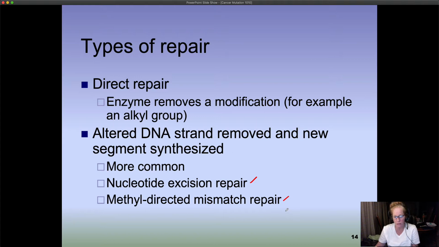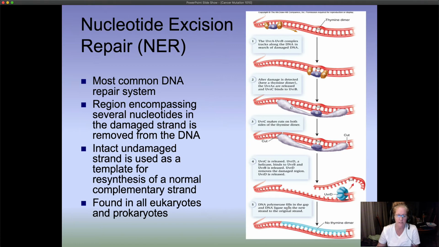Now, the two most common that we're going to talk about are nucleotide excision repair and methyl-directed mismatch repair. I believe the chapter in your textbook may have a few others mentioned, and you can certainly take a look at those, but for brevity, we're going to simply talk about nucleotide excision and methyl-directed. So in NER, nucleotide excision repair, this is the most common type of repair that's going to occur. And there are several different types of mutations or damage that nucleotide excision repair can cover. Here on the right is an example of a thymine dimer.